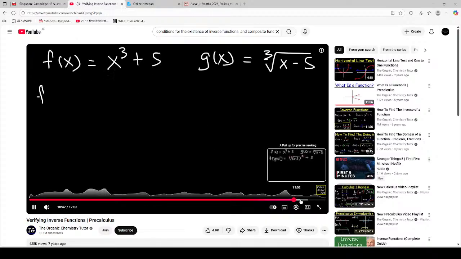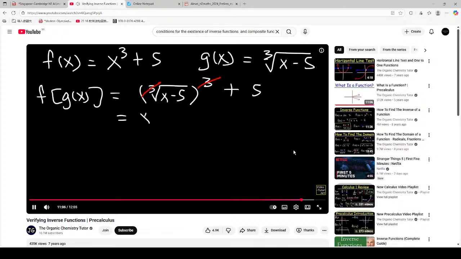So here's the last example. The powers will cancel, leaving behind x minus 5. And then if we add 5 to that, this will give us x.